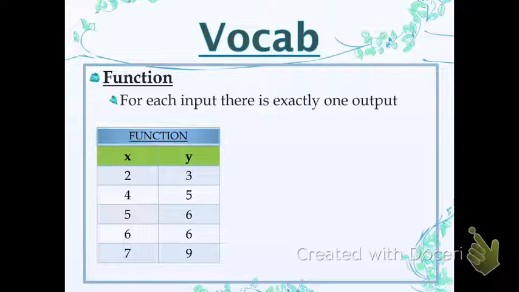We look at each of the inputs and we see that they're only paired with one output. So here's 2 being paired with 3 and 4 being paired with 5. Because every x is paired with exactly one y, this is a function.